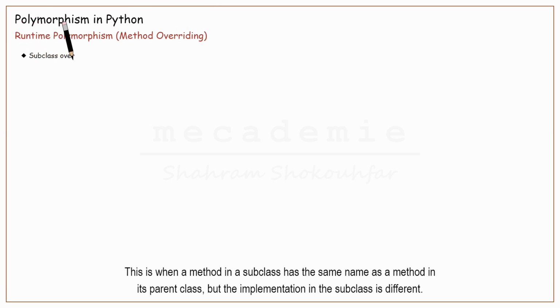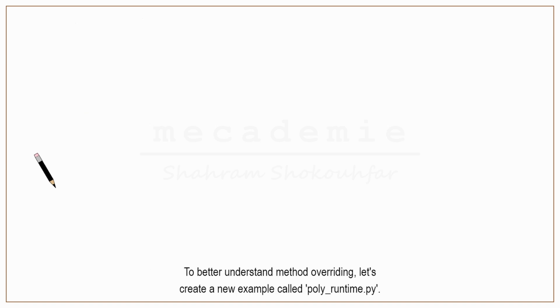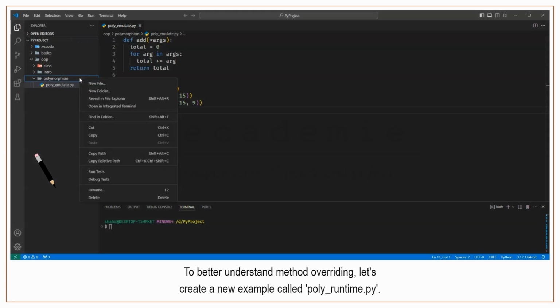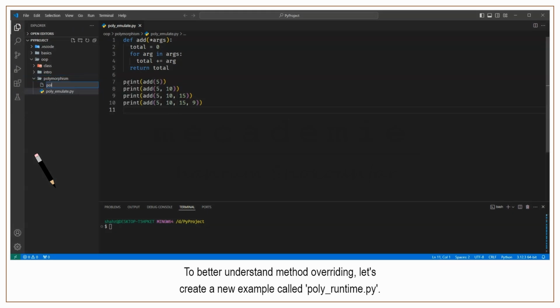Now moving on to method overriding, which happens at runtime. This is when a method in a subclass has the same name as a method in its parent class, but the implementation in the subclass is different. To better understand method overriding, let's create a new example called polyruntime.py.